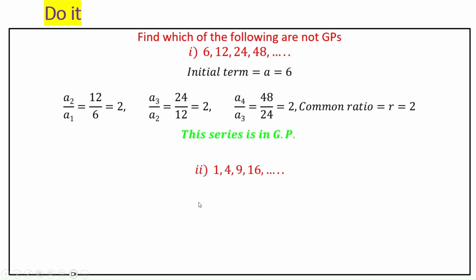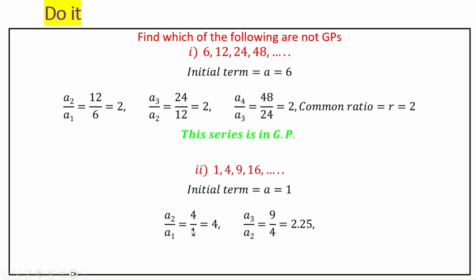Second one, 1, 4, 9, 16. Initial term is 1. a2 by a1 is equal to 4, whereas a3 by a2 is 9 by 4, which is 2.25, which means the ratio is not constant, which means this series is not in geometric progression. Okay, so this is fine.